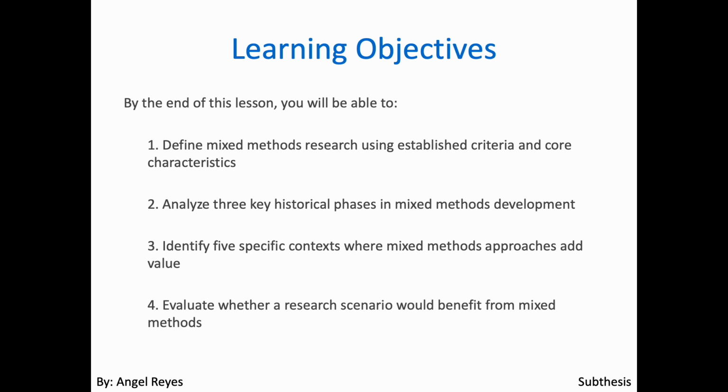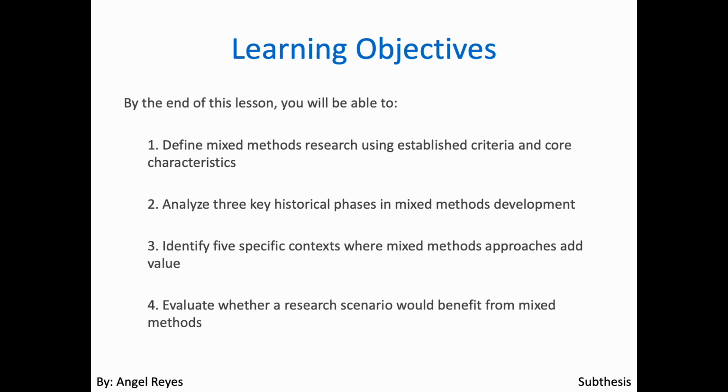Let me share exactly what you'll master by the end of our time together, and more importantly, why each of these skills matters for your research future. First, you'll define mixed methods research with precision. Not just a vague sense, but using established criteria that separate true mixed methods from studies that simply collect different types of data. This precision prevents costly mistakes in research design.